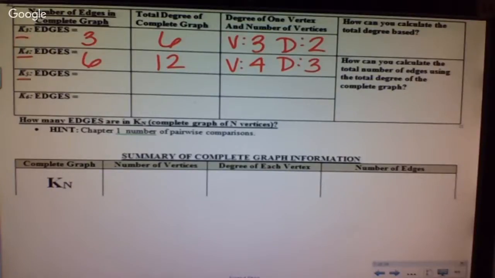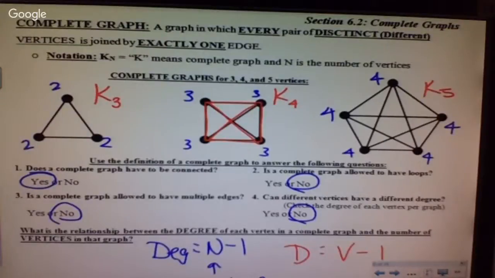K sub 5. That means how many vertices? 5, which means a degree of 4. Let everybody else try to get it. If each one of these has a degree of 4, that means my total degree is what? 4 times 5 is 20. And the edges are going to be 10. So I've got 1, 2, 3, 4, 5, 6, 7, 8, 9, 10 edges.